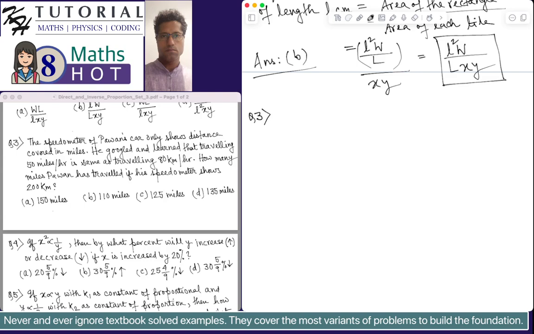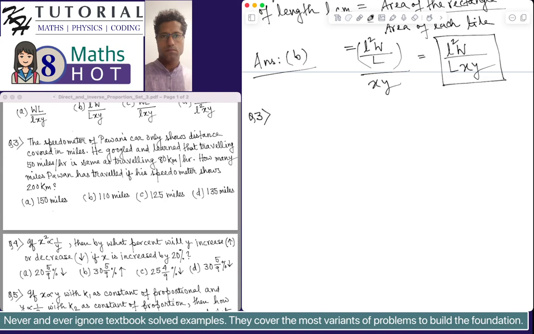So it is asking, if Pawan has traveled a certain distance and the speedometer is showing 200 kilometer, then what will be that distance in miles? This is what the question is asking. Now, it has given the fact that traveling at 50 miles per hour is the same as traveling at 80 kilometer per hour.